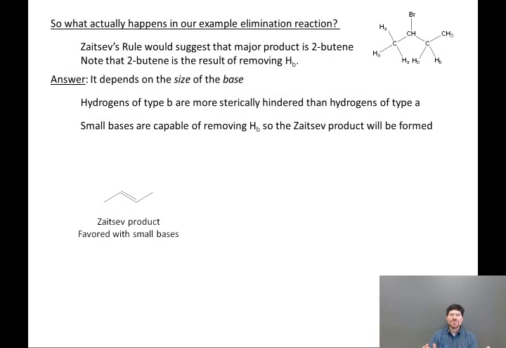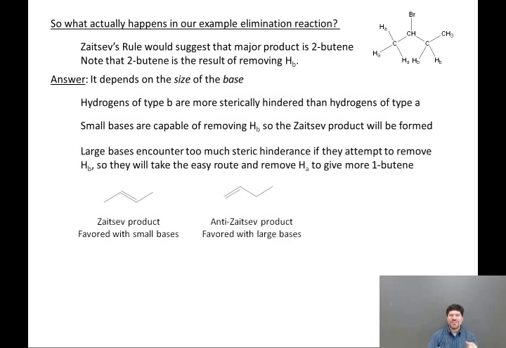So a small base would be able to get into the middle of the molecule and remove HB to give you the more stable Zaitsev product. However, large bases will encounter too much steric hindrance if they attempt to remove HB. So they're going to take that easy route and remove HA to give more 1-butene.